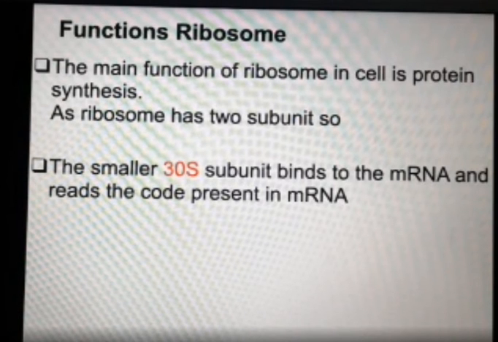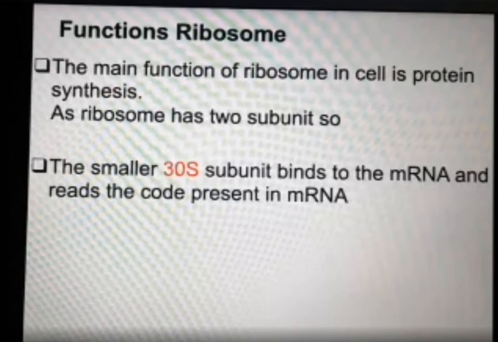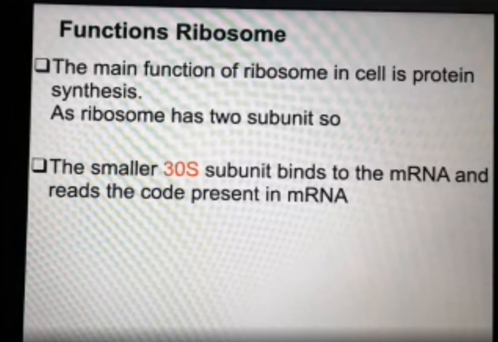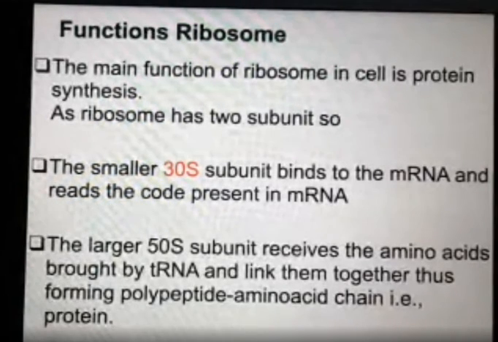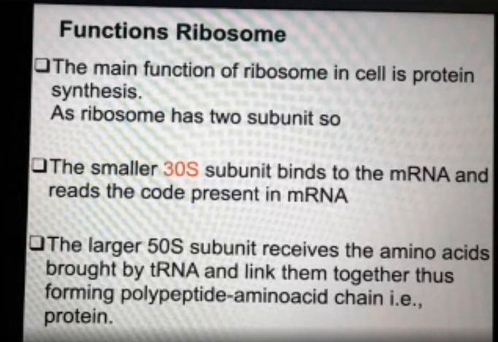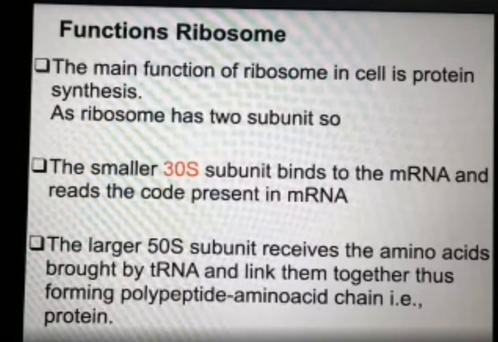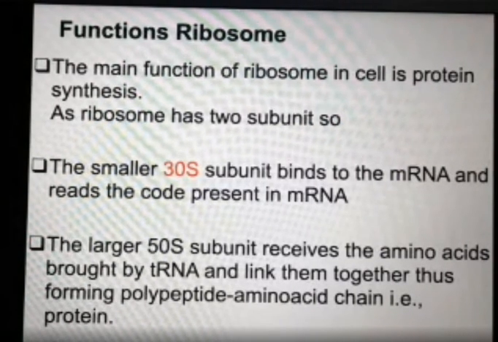So when the messenger RNA reaches the ribosome, what happens? The 30S subunit binds to the mRNA. Firstly, both the subunits are not joined together. When the 30S subunit joins to the mRNA, it reads the code present in the mRNA, and the larger 50S subunit receives the amino acids bound by the tRNA and links them together, thus forming the polypeptide amino acid chains, that is, the proteins.